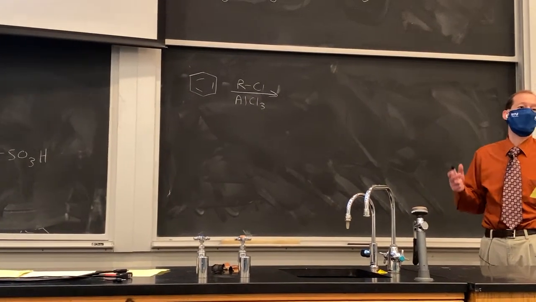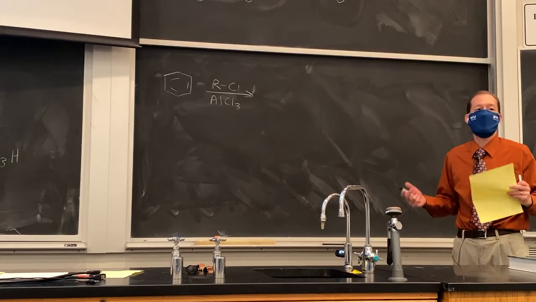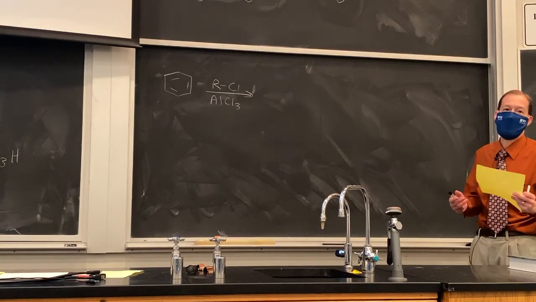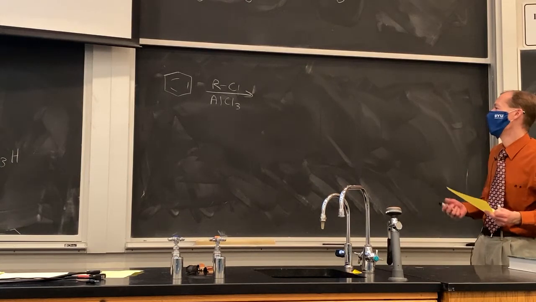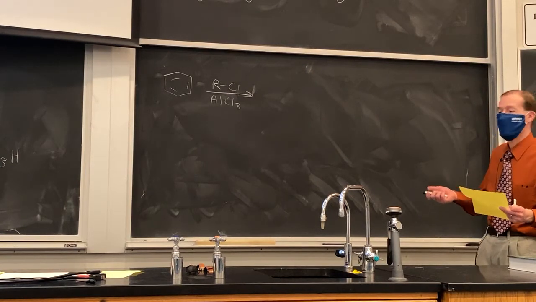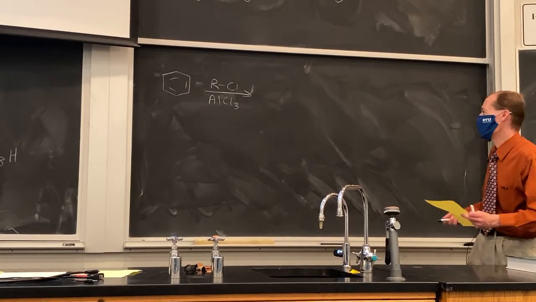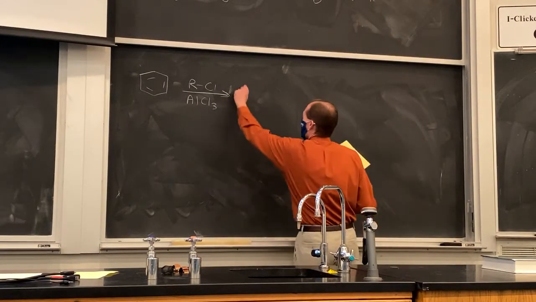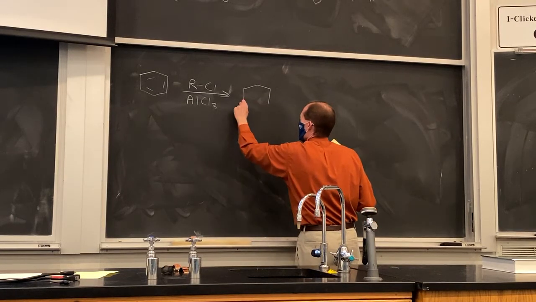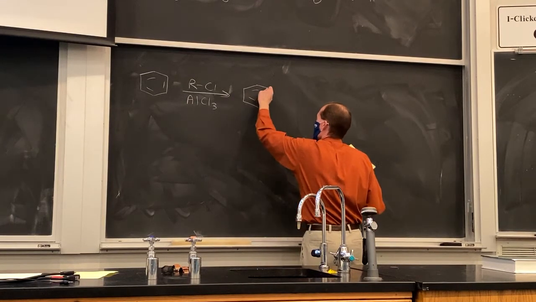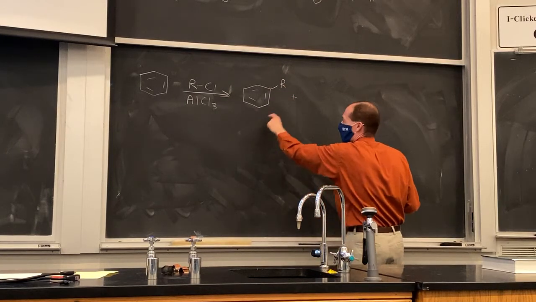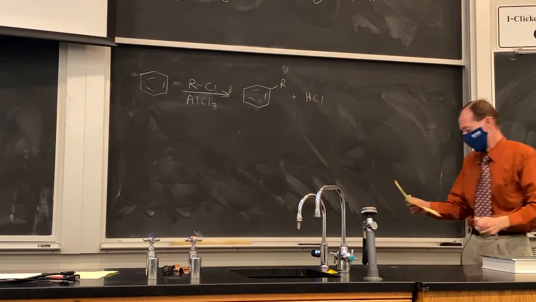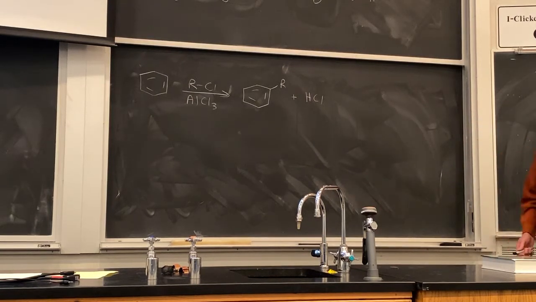Generally speaking, aluminum Lewis acids are stronger Lewis acids than iron Lewis acids. And the Friedel-Crafts reaction is usually not as fast or facile as halogenation. So we need a stronger Lewis acid, an aluminum Lewis acid in this case. So we use alkyl chlorides, aluminum trichloride. This allows us to attach an alkyl group to our benzene ring. We're going to form HCl as a byproduct in this reaction.